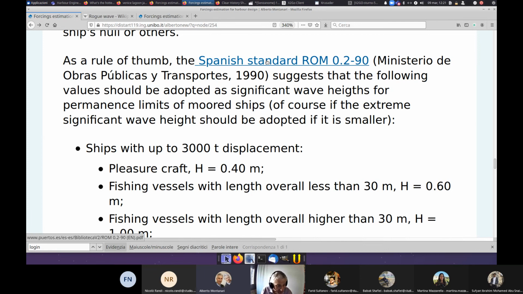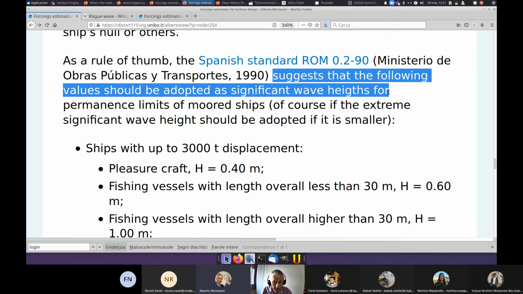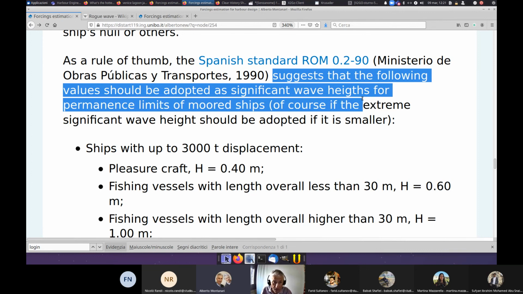And indeed, this Spanish standard, let me see if the link is still working. Yes, it's still working. This Spanish standard is publicly available and you can check it. So this is why I'm referring to it. But keep in mind that usually you have local guidelines, local rules that you have to refer to. So this is the suggestion given by the Spanish standard. In other words, the following values should be adopted as significant wave heights for permanence limits of moored ships.